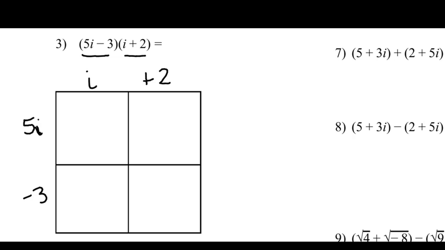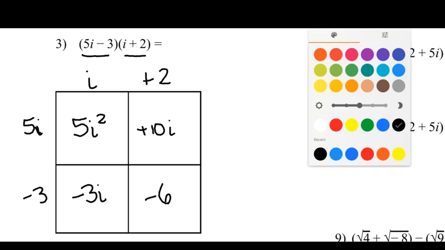And then we're just multiplying row times column. So this first box is going to be 5 times i squared. Then going across, I have 2 times 5, which is 10, and then just i. Going down here, I have -3 times i, so I have -3i. And then in our last box, we have -3 times +2, which is -6.